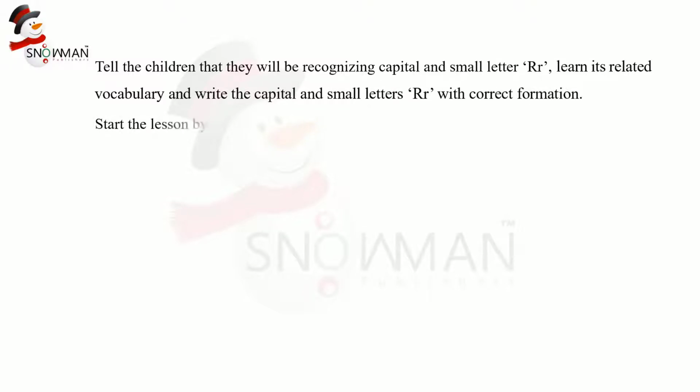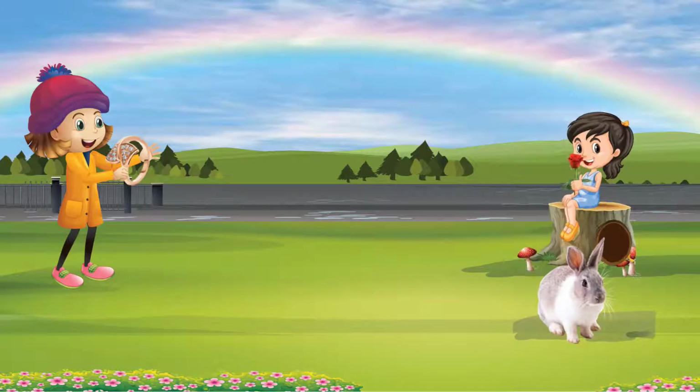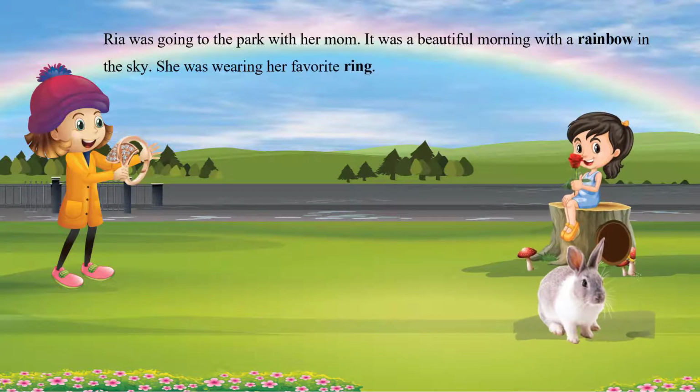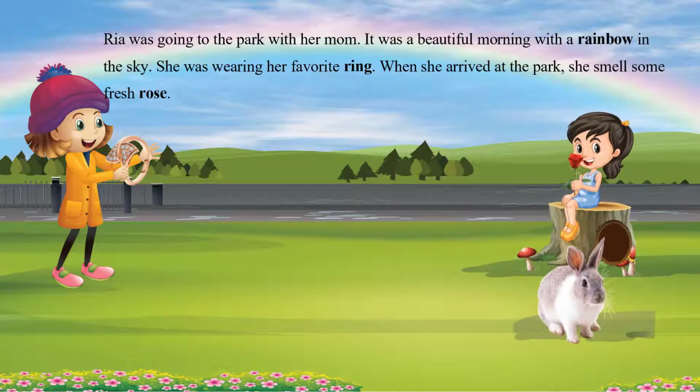Start the lesson by telling the following story of letter R. Ria was going to the park with her mom. It was a beautiful morning with a rainbow in the sky. She was wearing her favorite ring. When she arrived at the park, she smelled some fresh rose. Then she saw a rabbit. She quickly made it her new friend.